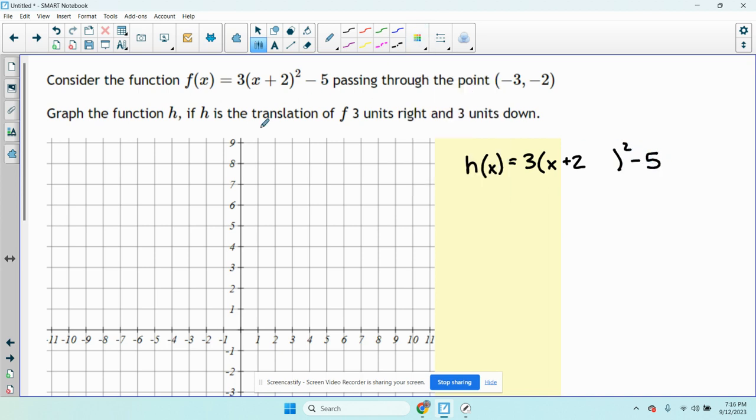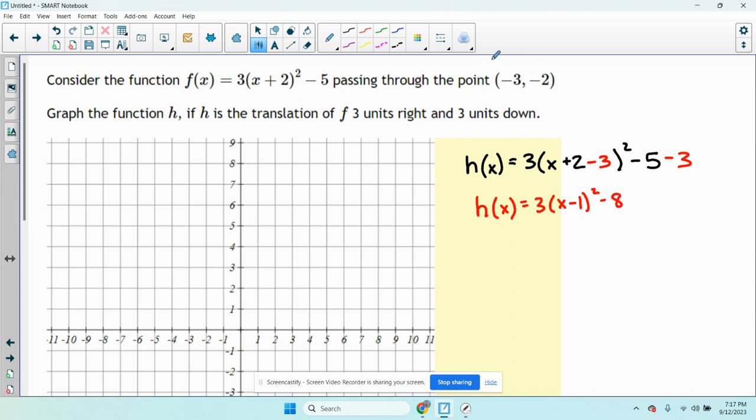I'll apply my translation. So I'm translating it 3 units to the right. So that's going to be left to right, directly to the x, inside the square, opposite of what you think, so it's going to be minus 3. 3 to the right you would think is positive, but it's minus. And 3 units down works the way you think, so I'm going to subtract 3 from the outside. So if I simplify this, I get h of x equals 3 times x minus 1 squared minus 8.